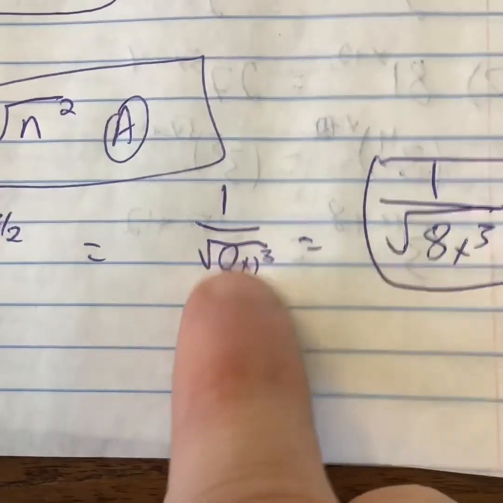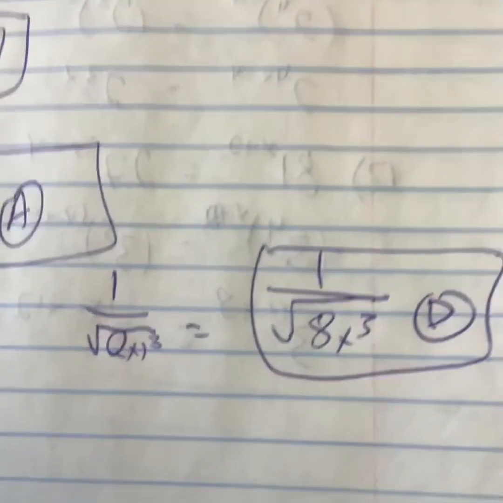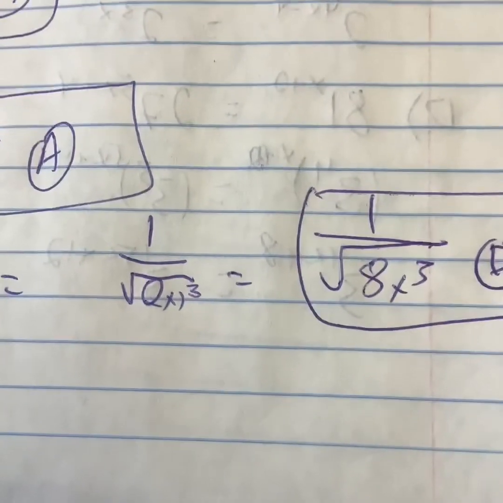Think of it as what's happening here is we have 2x times 2x times 2x. And that's why it's 1 over radical 8x cubed. Be careful with those parentheses.